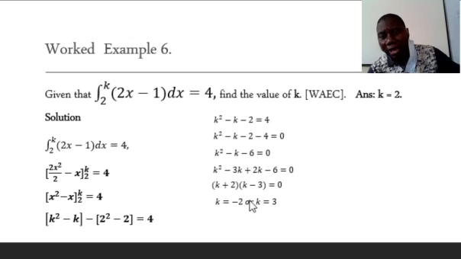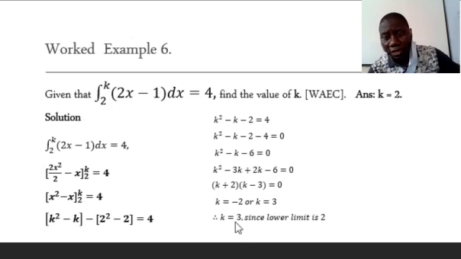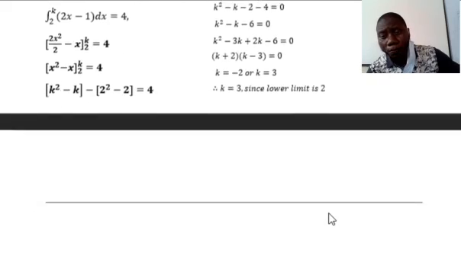Now, if I ask the class which of these two answers is correct, the correct answer is k equals 3, because I said earlier that the upper limit k must be greater than the lower limit. I have two values, minus 2 and 3. Minus 2 is less than 2, so we cannot go for minus 2. We can only go for 3, which is more than 2. And that's why I said this answer is wrong. So the correct value of k is 3, since the lower limit is 2. Right?